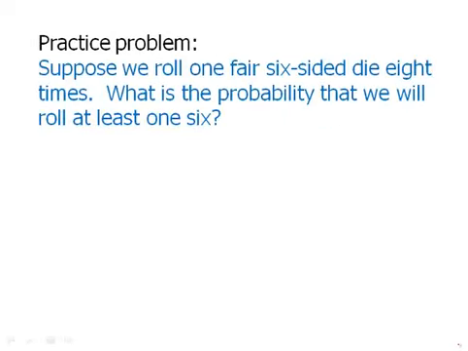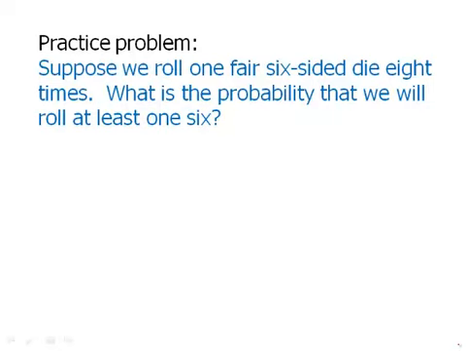Suppose we have this problem. This is a very hard problem. Suppose we roll one fair 6-sided die 8 times. What is the probability that we will roll at least 1 six? So let's think about this. We have 2 choices. We can do the completely straightforward method of solving this, and as you'll find, that route will be very, very time consuming. Or we can use the shortcut.